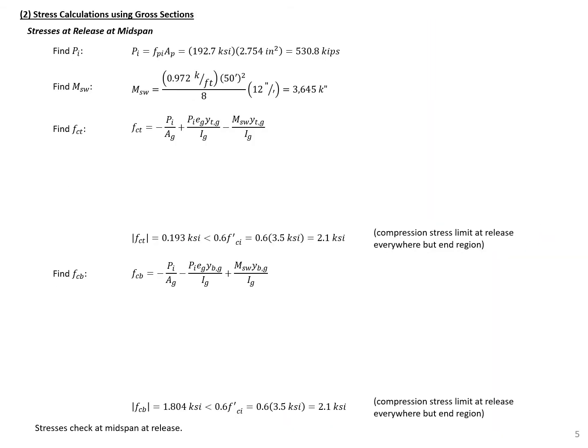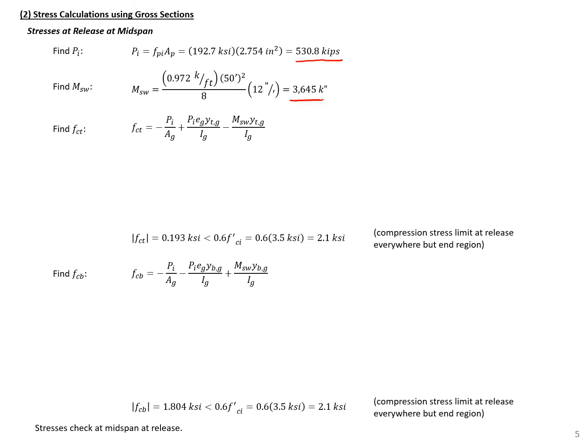We're now ready to calculate our stresses using our gross sections at midspan and at the end at release due to our sustained loads and due to our service loads. So we'll start looking at our stresses at release at midspan. If we're looking at release, we want the pre-stress force immediately after transfer, so P sub I, and we'll only include our self-weight moment, M sub self-weight.